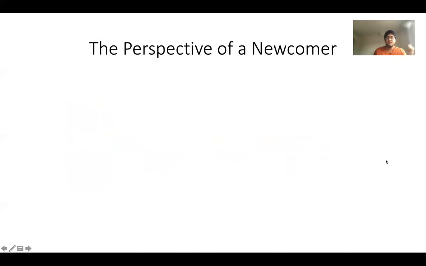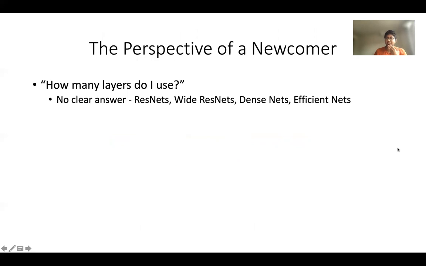Okay, so now that we've at least asked these questions, you would think maybe with enough information, we can kind of answer these questions and move forward from there. So let's just turn to the first question. How many layers do I use? And let's consider this in the context of image classification. I think the unfortunate answer is that there's no clear answer based on the results of the past several years.